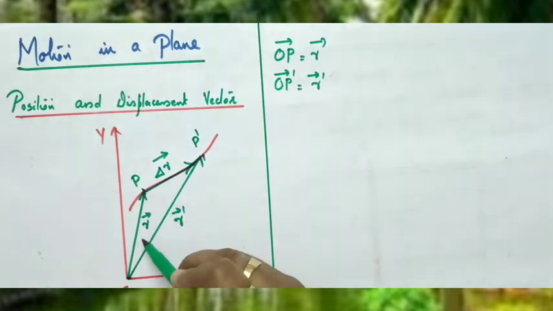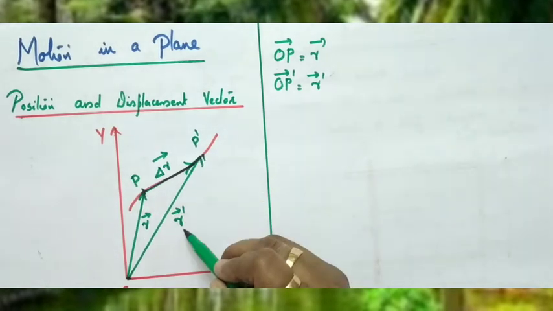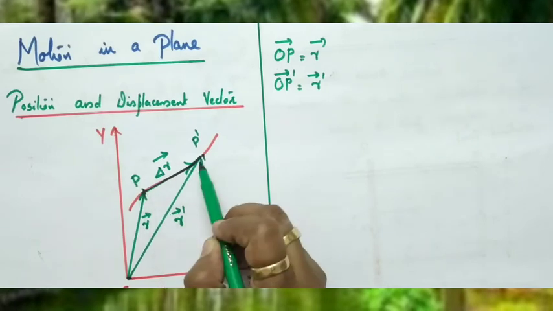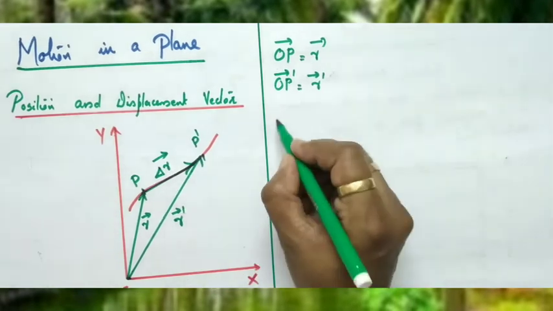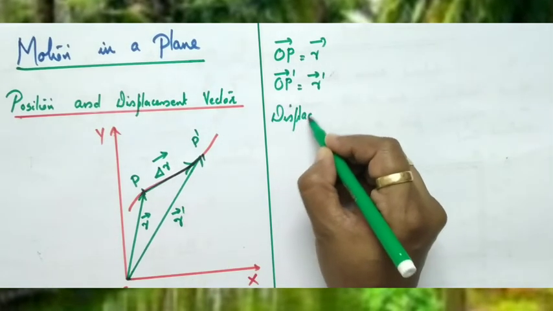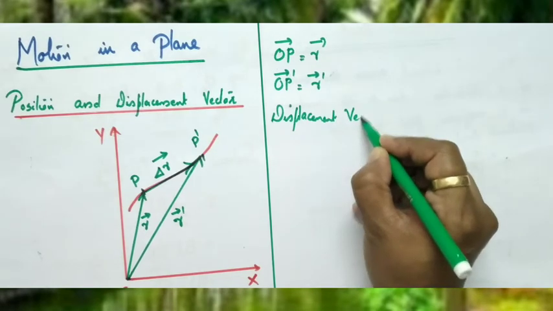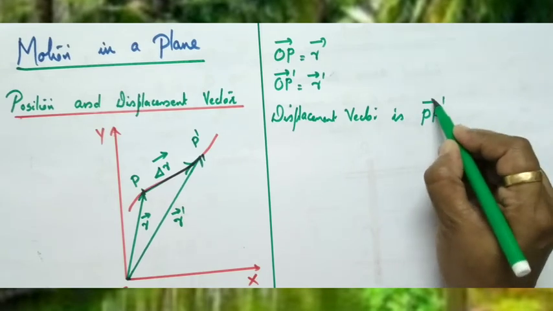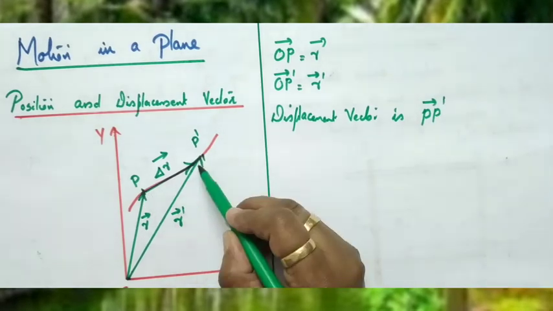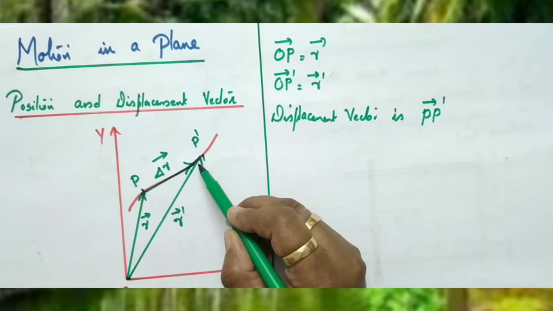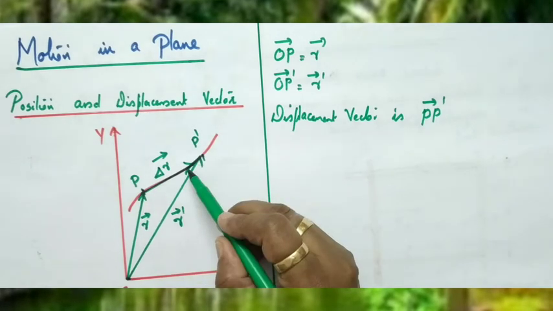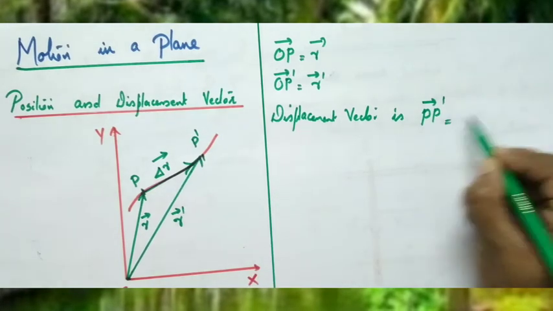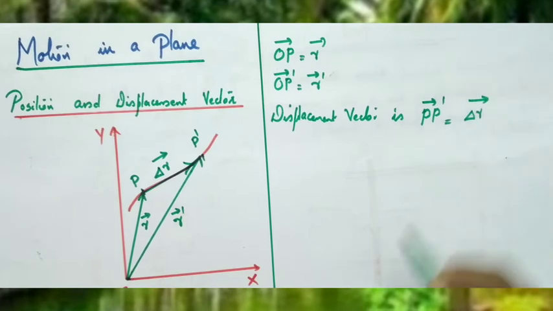So the initial position vector is R and the final position vector is R dash. The shortest distance between the initial position and final position, that is PP dash, is called the displacement vector. Vector PP dash: the tail is at the initial position and the head is at the final position. That is the usual method. Tail at the point P and head at the point P dash. So the displacement vector is PP dash and it can be represented as delta R. Clear children?